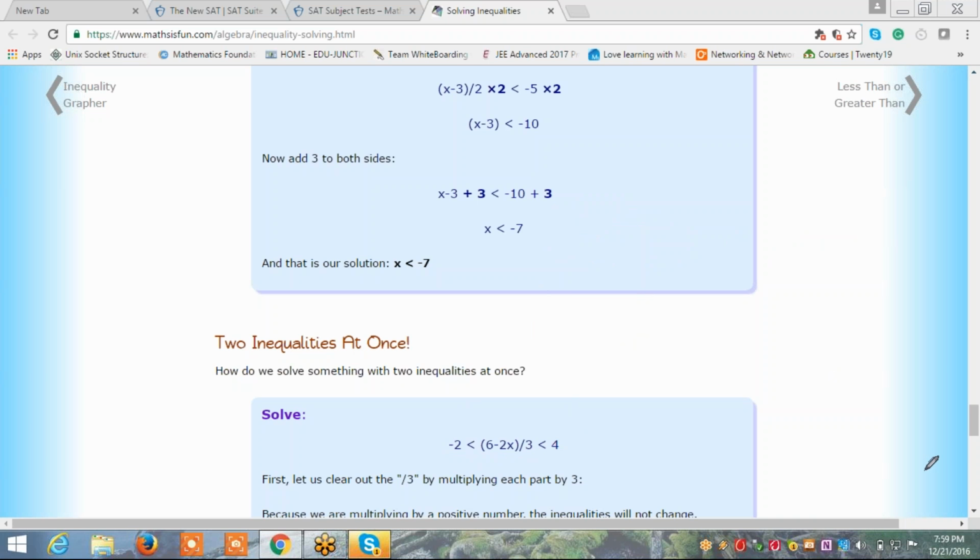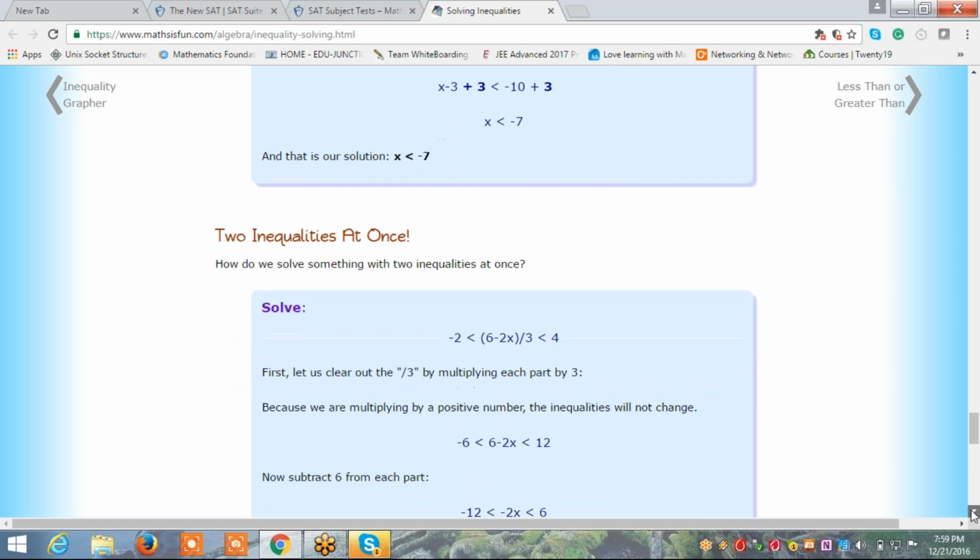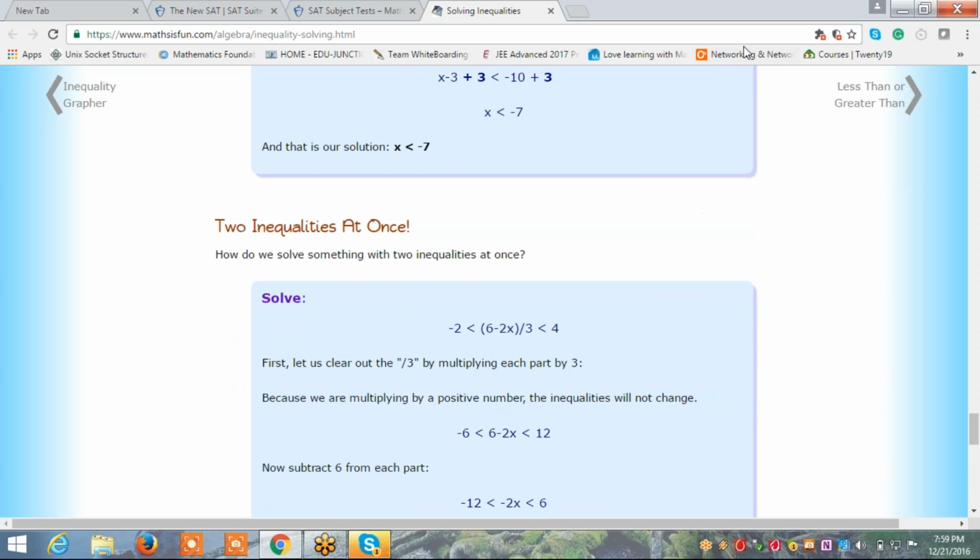Is this part clear? Yes. Please don't feel shy. If you have any doubt, please feel free to ask.